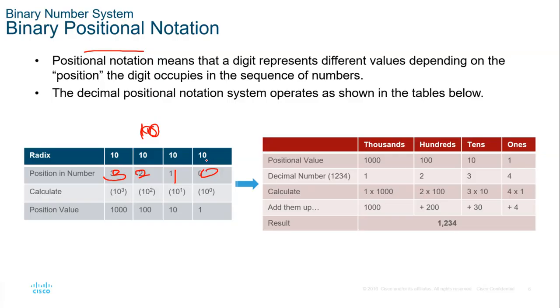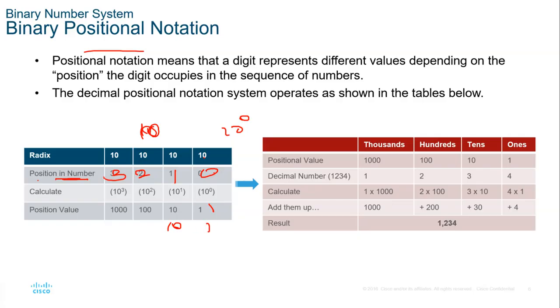If you have 10 to the power 0, any number to the power 0 is 1. Now here we have a 10, but when it comes to position, it is in position 1. So it's 10 to the power 1, which gives you 10.